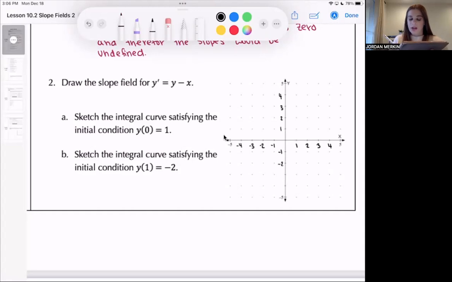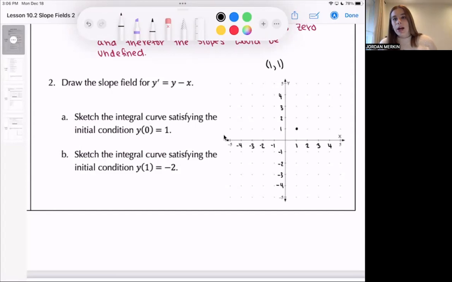We're not plotting points anymore, we're actually plotting slopes. The way this works is we're going to draw the slope field that represents y prime is equal to y minus x. You pick a coordinate point. Let's pick, for example, (1, 1), which is right here.